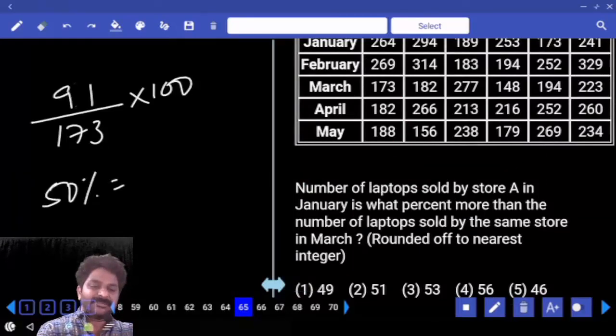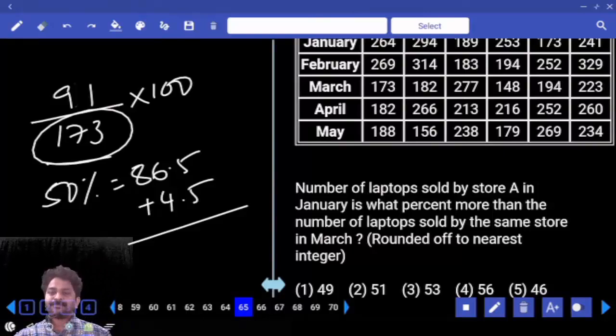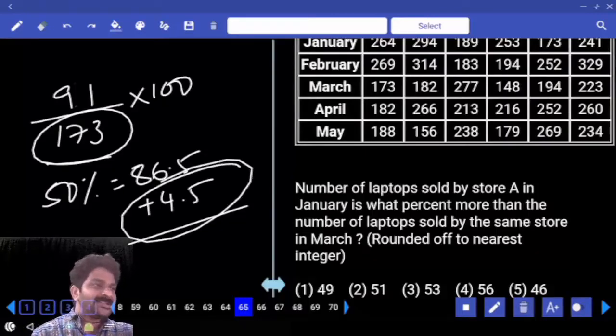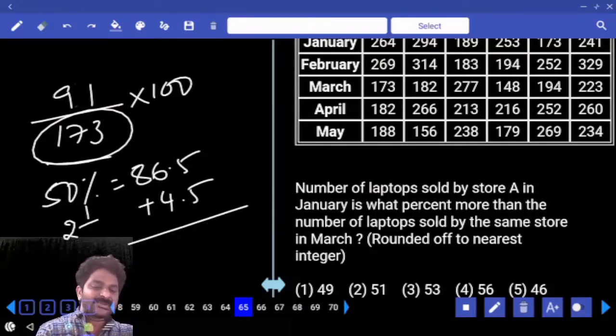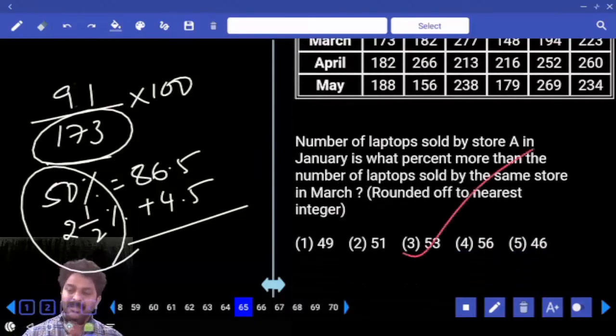Now take 50%, which is 86.5. To this we have to add 4.5, right? What is 1% of the denominator? 1.7. 2 times is 3.4. 3 times is 5.1. This is more than 2%, but less than 3%. Can I approximately treat it as 2.5%? Then answer must be close to 52.5%. Which option is correct? Rounded off to nearest integer, 53 final.